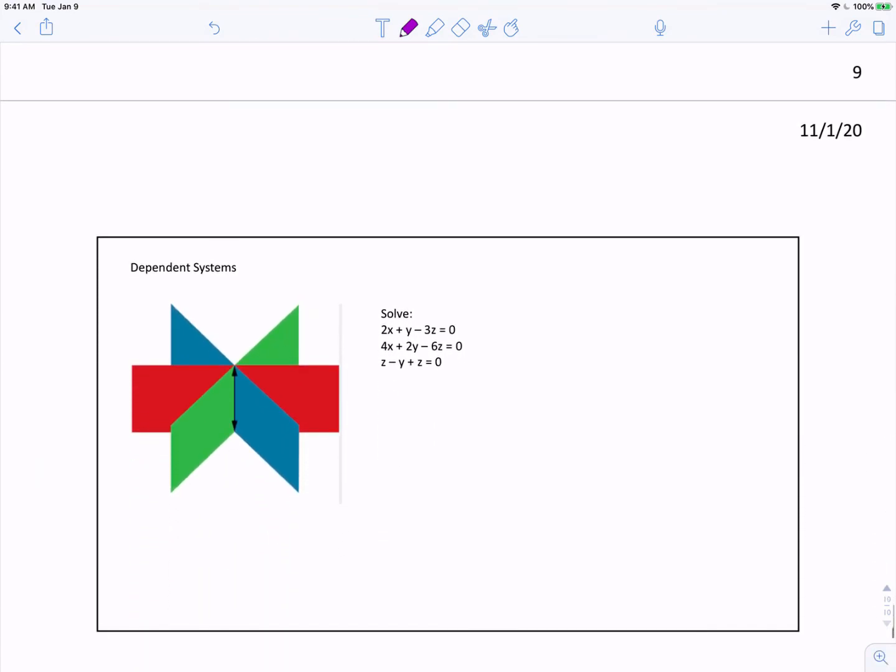Okay. How do you recognize a dependent system? Well, if you remembered how you recognize the inconsistent one, then you probably recognize that with the dependent system, you're solving and you come up with a true statement, but all the variables have been eliminated.